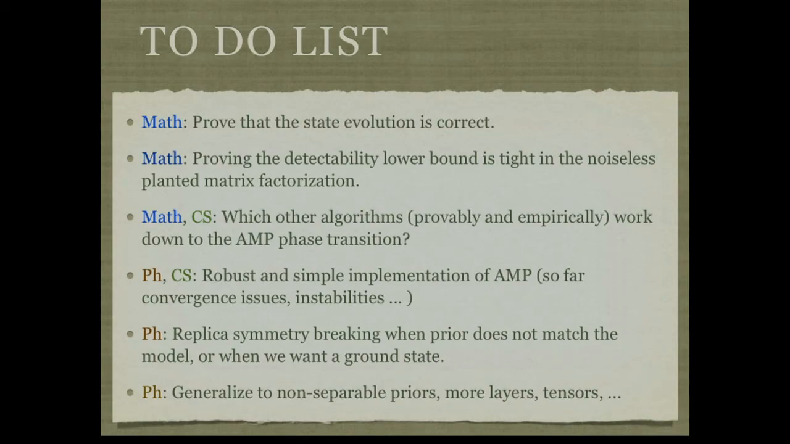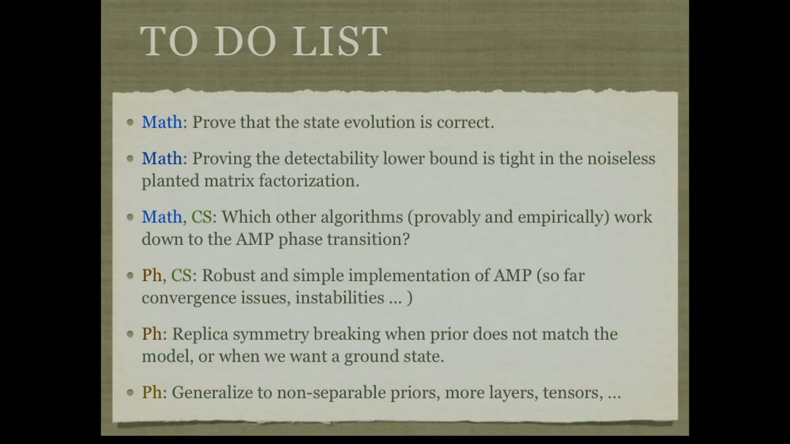So what are the things that seem within reach, and probably if we sit here again in say 5-10 years, then a lot of it will be done. So on the math side, proving that the state evolution for this high rank matrix factorization is actually correct. That's an interesting open problem. Proving that the detectability lower bound is tight in the noiseless blended factorization might also be achievable via some second moment method. We haven't done it, but it's the type of problem that should be doable, hopefully.